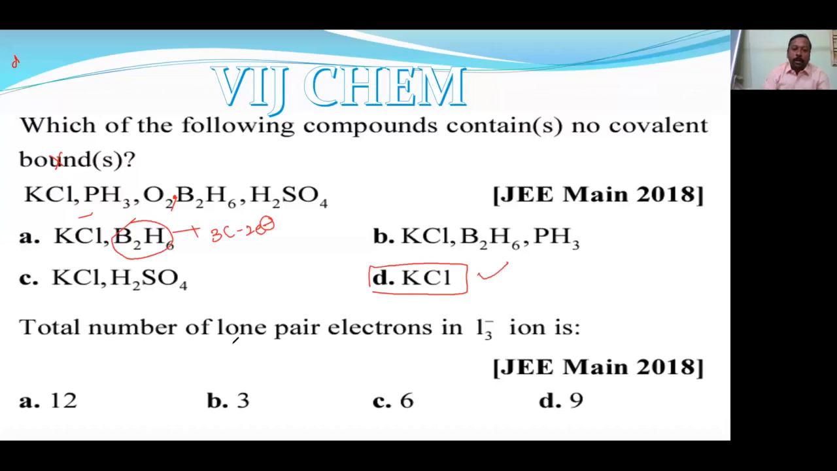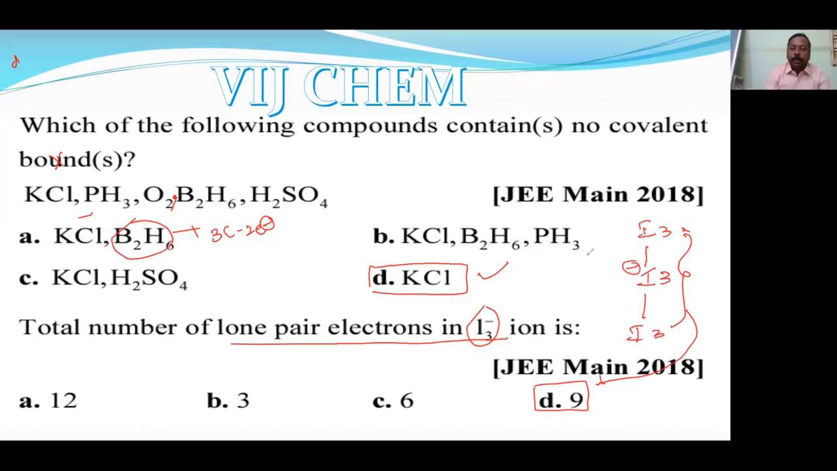Okay, then total number of lone pair electrons. Here, total number of lone pairs. So the answer is D, 9. Okay, so how is it 9? Because of the I3 minus. It is not about the central atom only. So this will contain 3 lone pairs, this will contain 3 lone pairs, and this will contain 3 lone pairs. So when you add all of them, you will get 9 lone pairs. Okay, so I think it is clear now. Let's go to the next question.